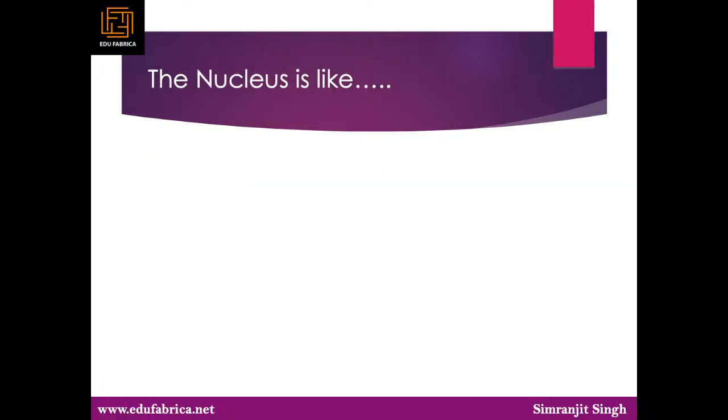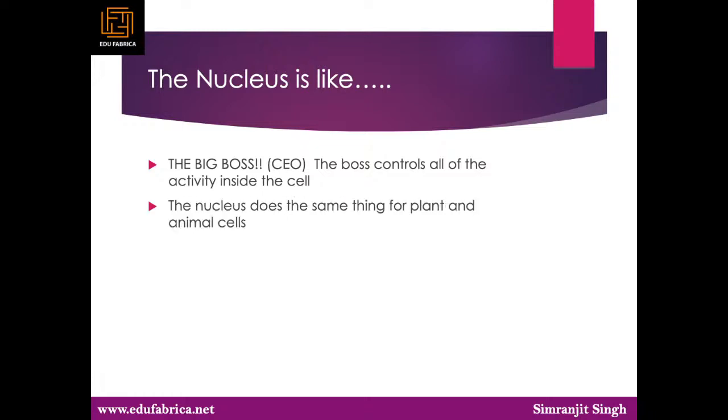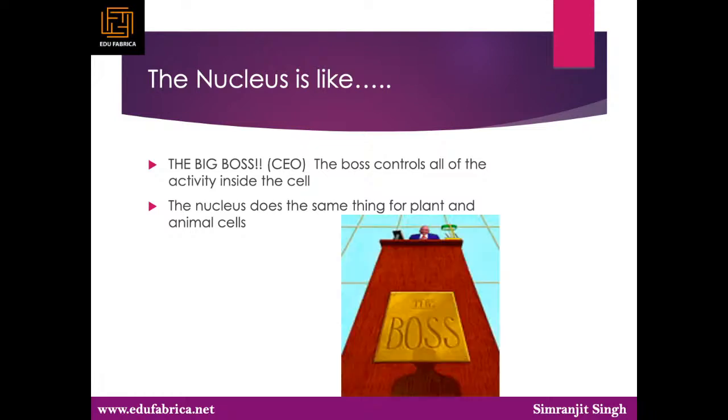Nucleus is the CEO, the big boss, who controls the idea behind how a cell should work and which protein it should produce. So it's the big boss, the CEO, who controls all the activity inside the cells. And the nucleus does the same thing for plant and animal cells. So like this is the big boss, the CEO, being there.